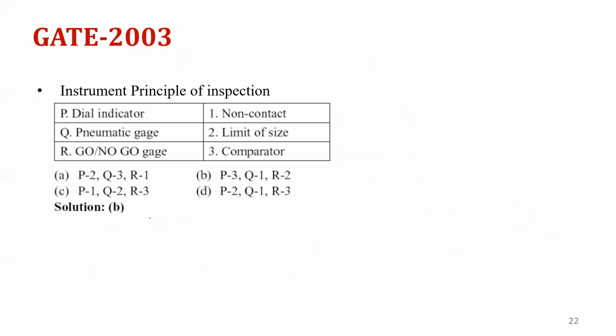Instrument principle of inspection. So here the dial indicator acts as a comparator.